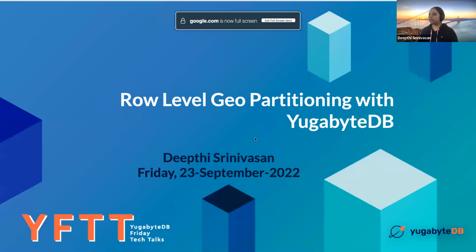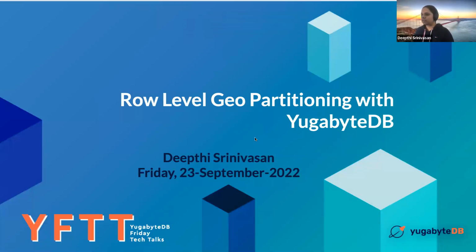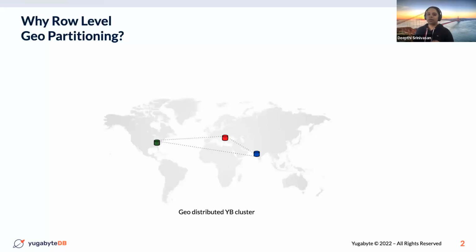So today I'm going to start talking about row level geo-partitioning. Before I explain what row level geo-partitioning is, I'm going to start with why row level geo-partitioning, and then the what becomes clear. To explain why this feature, I'll start with this geo-distributed Yugabyte cluster. It has a node in 3 regions spread across the world.